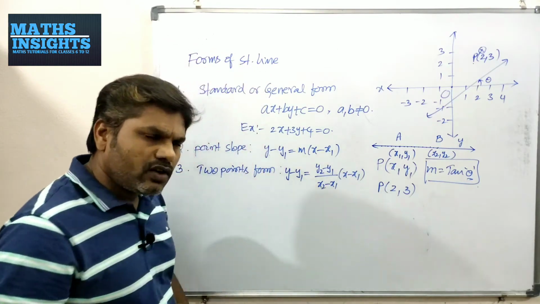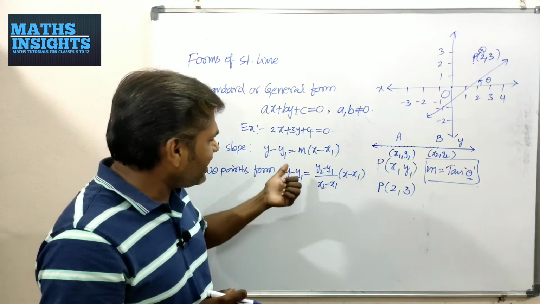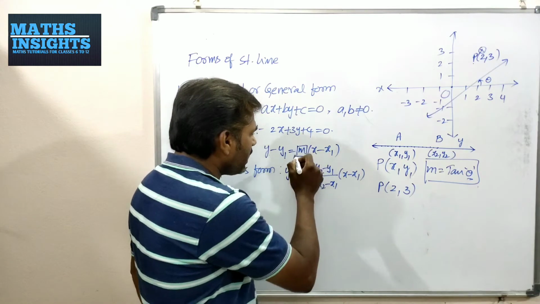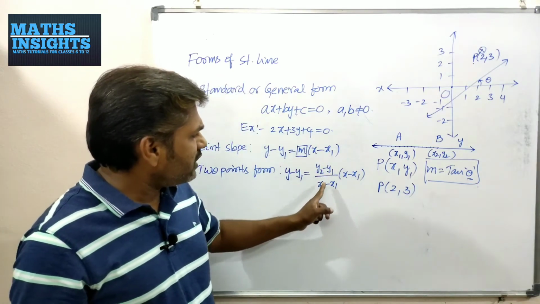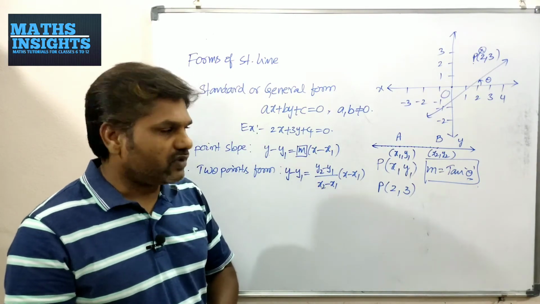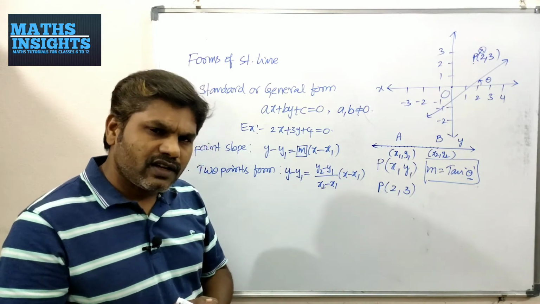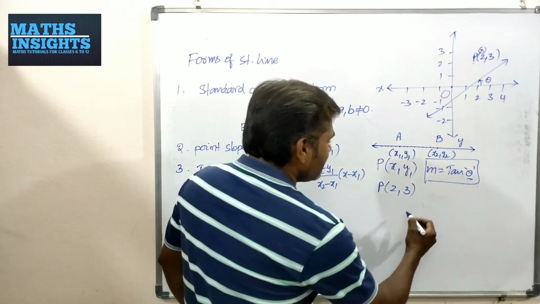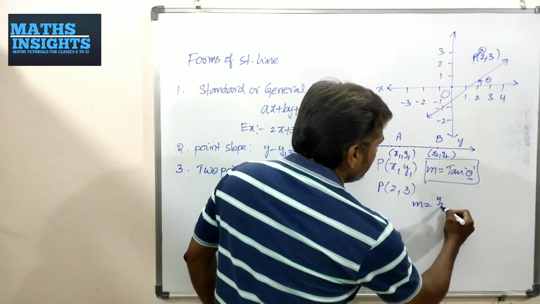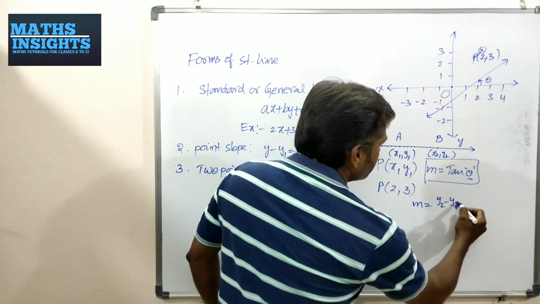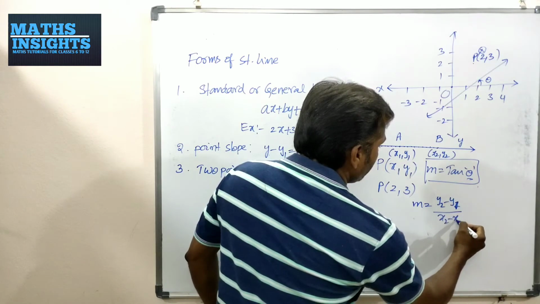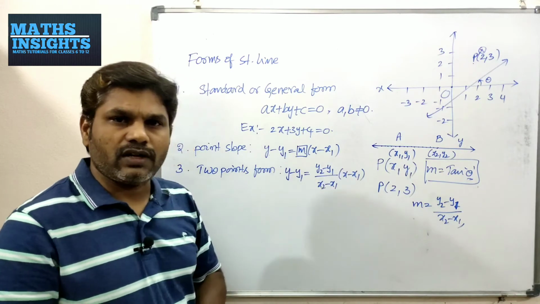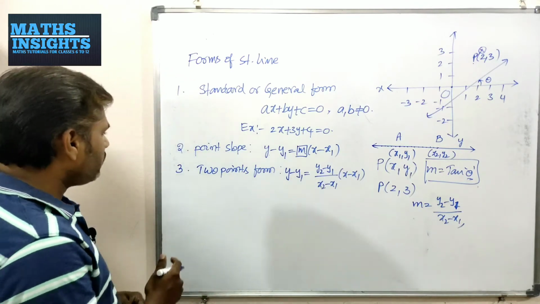There is actually a slight difference between these two forms. Here in the place of m I am writing y2 minus y1 by x2 minus x1. So you have to understand that when 2 points on a straight line are given, you can calculate the slope by using the formula y2 minus y1 by x2 minus x1, just replacing m with the formula. Okay, this is the third form.